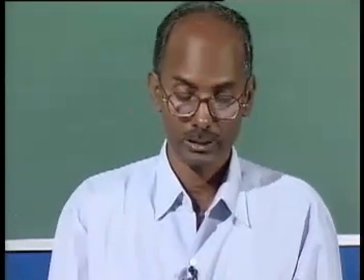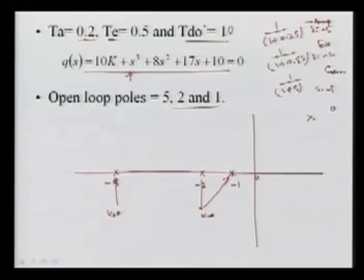Now for the movement, the criterion says that if you count the zeros and poles to the right and the count is odd, then the locus will be on that side. So here it will be moving in this direction, here it will be moving in this direction. This will go in this direction, this will go in this direction. Here it will go in a different direction, because they will merge and move together.